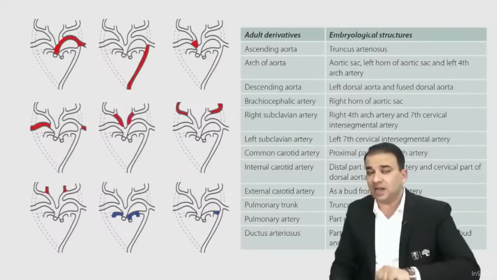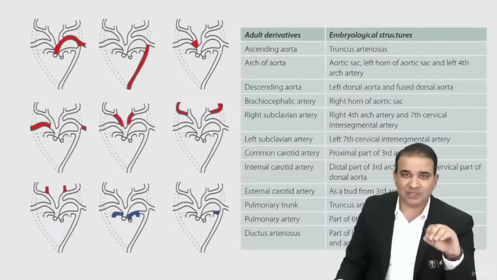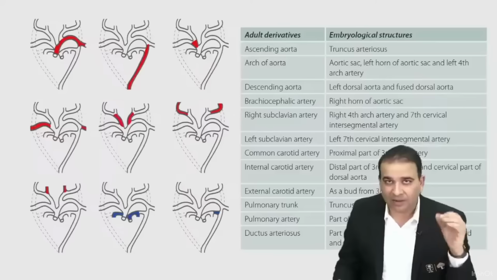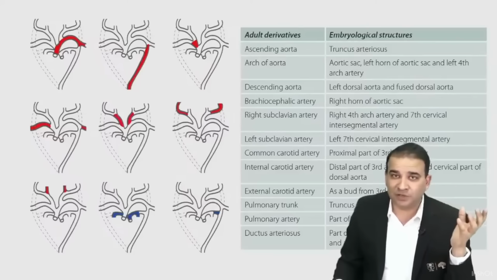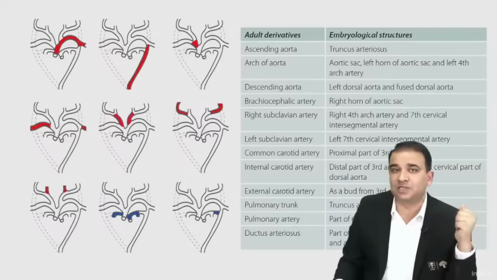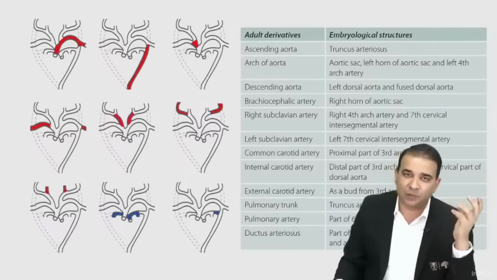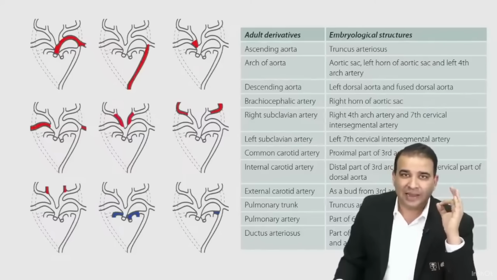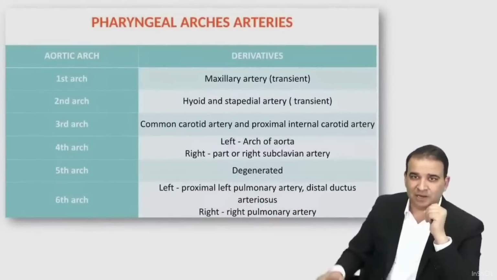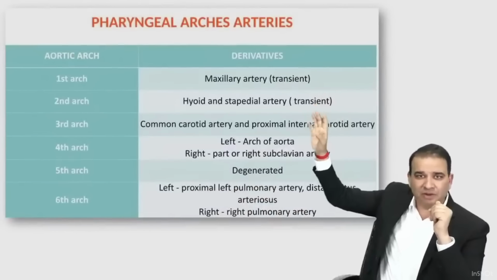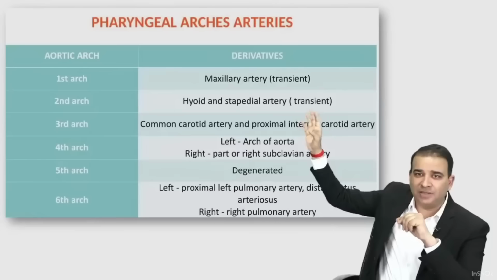Well guys, the remnant of the first arch is the maxillary artery. The first arch remnant is the maxillary artery, though it is the largest branch of the external carotid, but it's just a remnant of the first arch artery only. And the second arch artery will give rise to the stapedial and hyoid artery. Now look at this chart. I hope this makes sense, guys. The first arch, maxillary artery, transient, remnant only. Second arch artery, hyoid and stapedial.